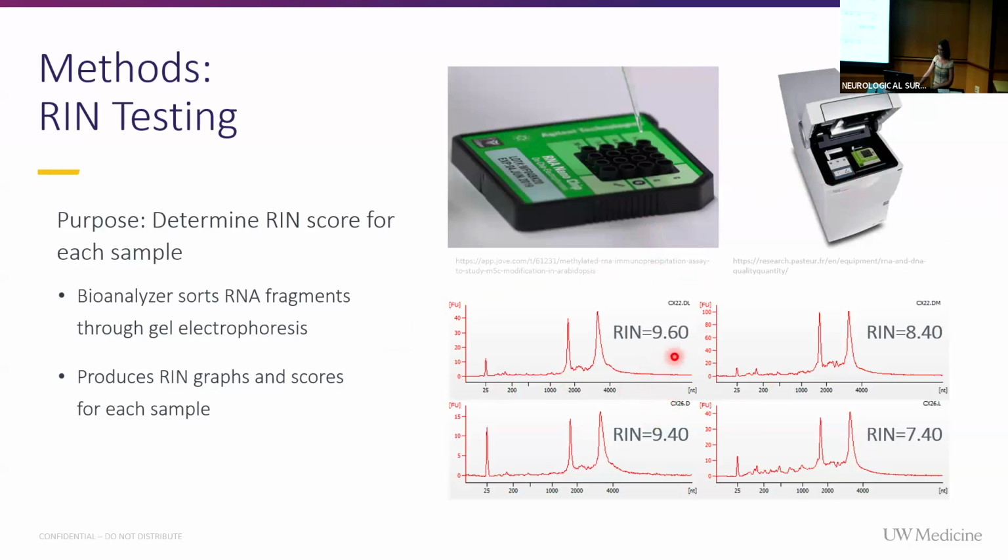And just to point out, this one is 9.6, super high RIN score. And as you can tell, there's really clear 18S and 28S fragments, like I pointed out earlier. But if you look at this one, 7.4, you see all that noise. So that's a sign of RNA degradation, potentially. 7.4 is still a good RIN score, but just so you can tell the difference. Now you know how to read RIN graphs.